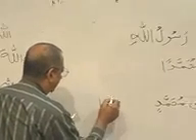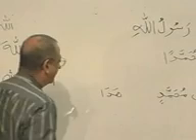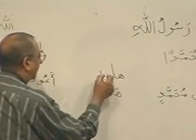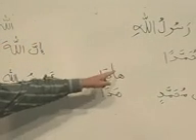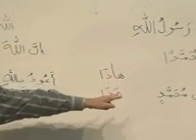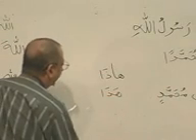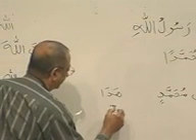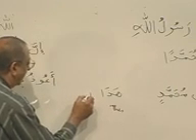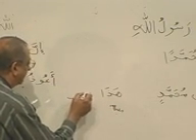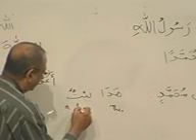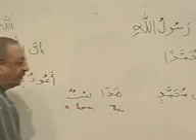Haza. See, it is pronounced like haza, but this alif is not written. It is explained in the key also. So it is haza. Haza means this. And baytun means a house. Are you with me, brothers and sisters?